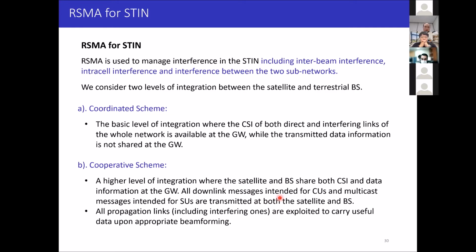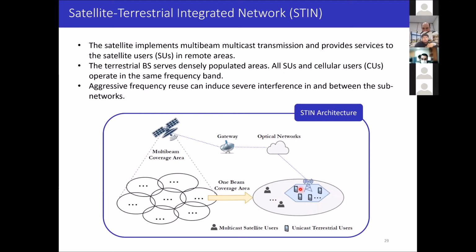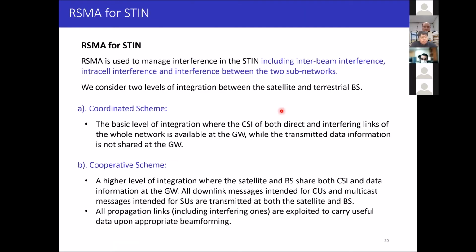Right, so how can we look at that? We have 3 problems to manage. We have the interbeam interference, that's the same as before. We have now the intracell interference, which is the interference within the terrestrial network. So the interbeam interference, intracell interference, and then we have potentially the interference between the satellite and the terrestrial network. So 3 types of interference to manage. And so we can come up with 2 different architectures, the coordinated scheme and the cooperative scheme, which is reminiscent of what we have in CoMP, for those who are familiar.